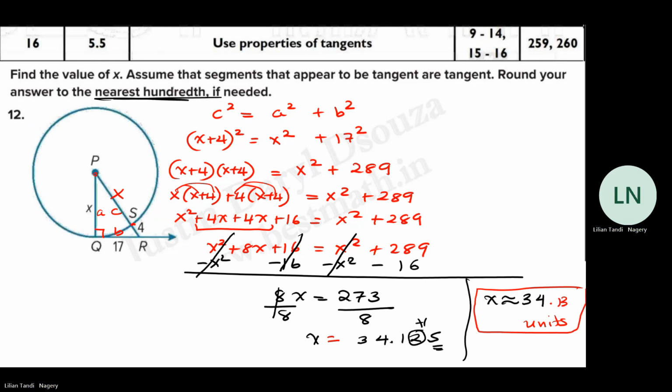Okay. Why am I writing in a different color? It's supposed to be black. 34.13. Okay.